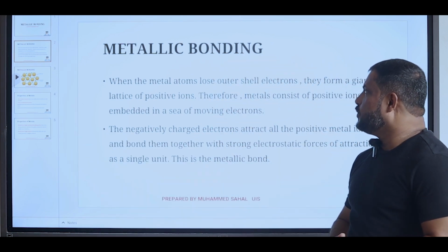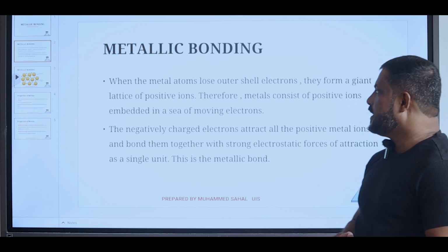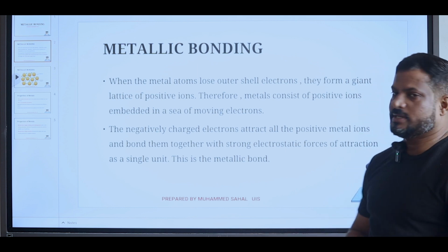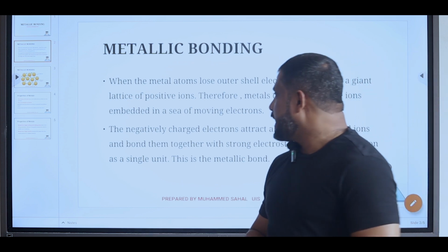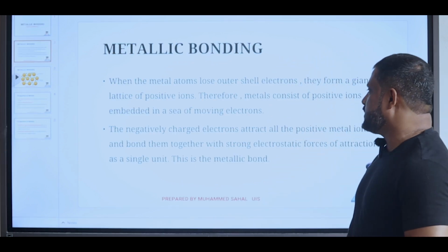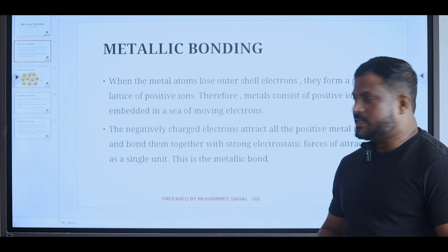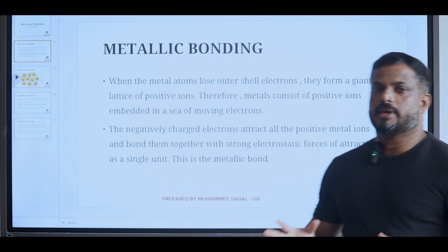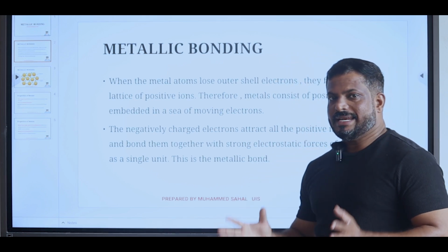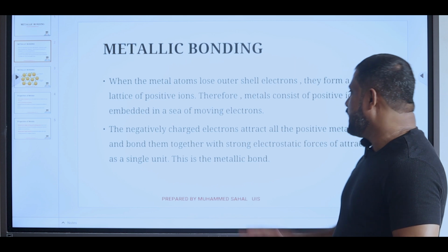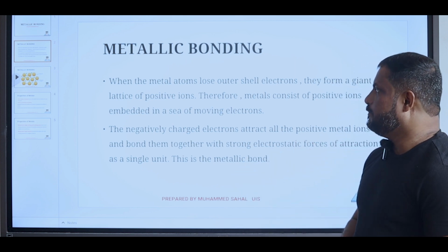When the metal atom loses outer electrons, they form a giant lattice of positive ions. Therefore, metal consists of positive ions embedded in a sea of moving electrons. The negatively charged electrons attract all the positive metal ions and form a bond between the positive metal ions and the negative electrons, that is, the sea of electrons. And that force of attraction is said to be metallic bond.